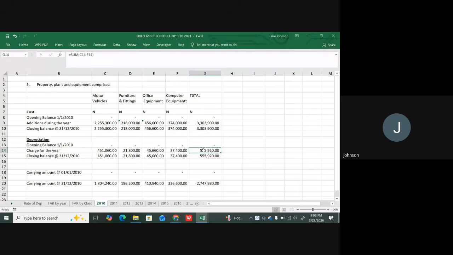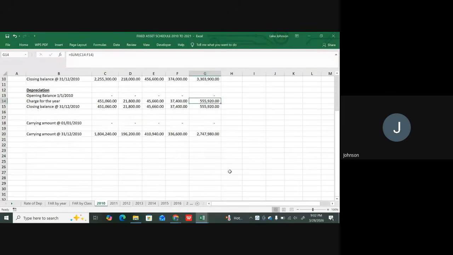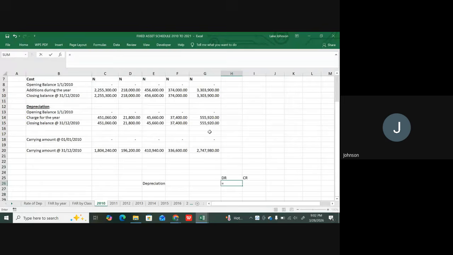So what you're going to do is debit. Sorry, you debit. So here is going to be debit, and here is going to be credit. So you now come over here and say your depreciation account is going to be debited by this value, the charge for the year. The charge for the year is what you're going to put in your depreciation account.